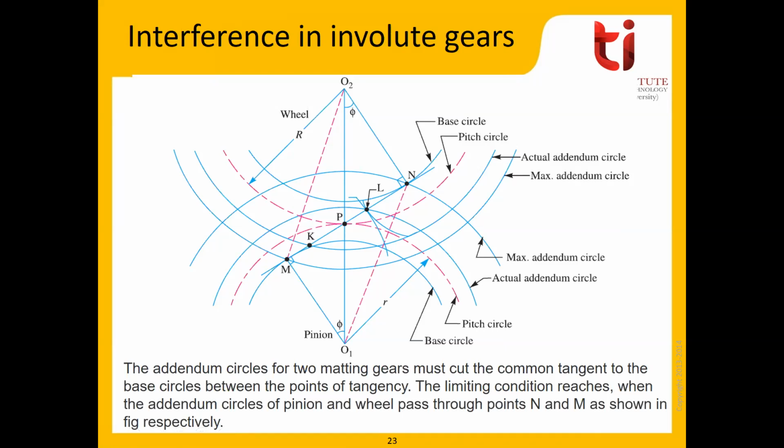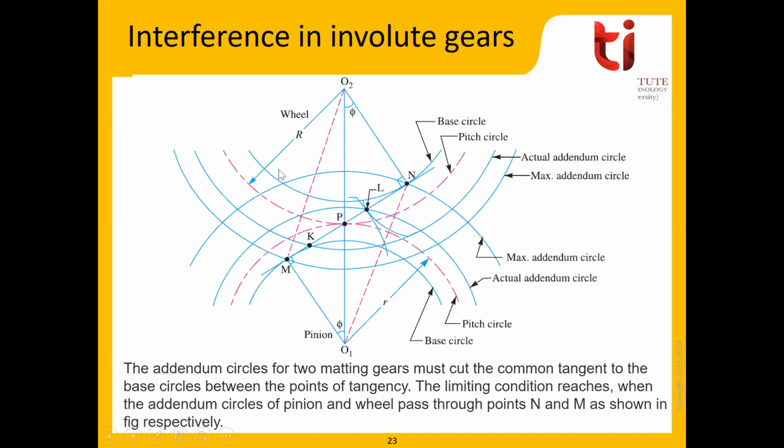So this is the pressure angle phi for the pinion, and this is the pressure angle phi for the wheel. You can say the addendum circle of this gear will intersect the common normal, or common tangent to the base circle, at the point K, and the addendum circle of this pinion will intersect it at the point L. So this will be the path of contact, KL.